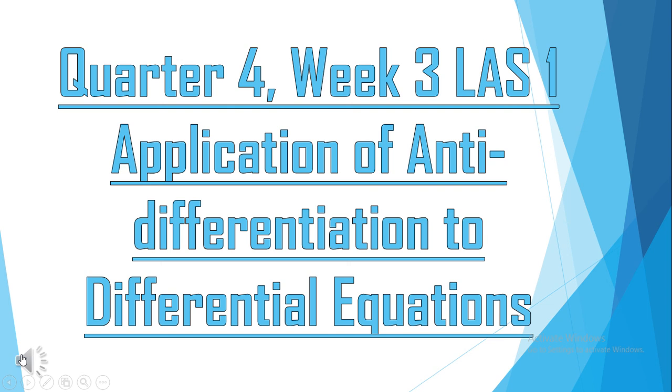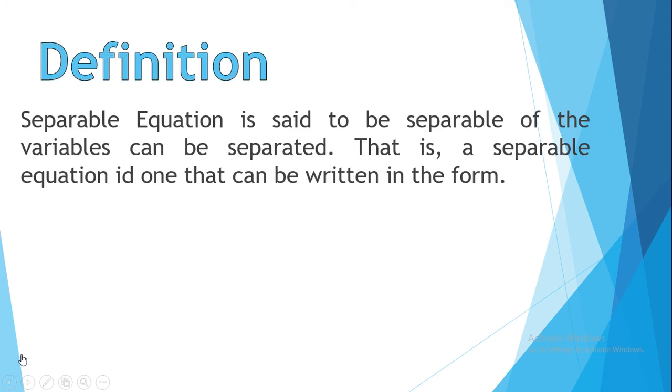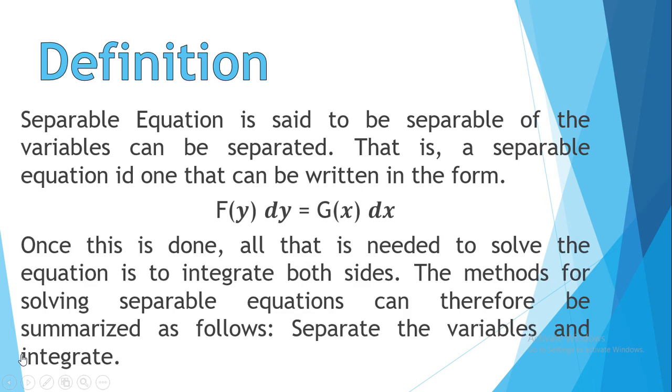Quarter 4, Week 3, Application of Anti-Differentiation to Differential Equation. A separable equation is said to be separable if the variables can be separated. That is, a separable equation is one that can be written in the form f of y dy equals g of x dx. Once this is done, all that is needed to solve the equation is to integrate both sides. The method for solving separable equations can therefore be summarized as follows: separate the variables and integrate.